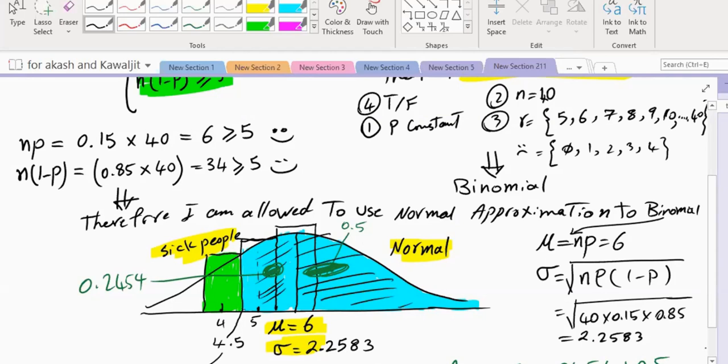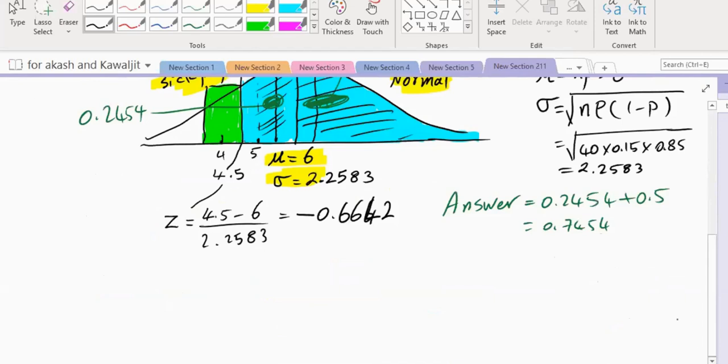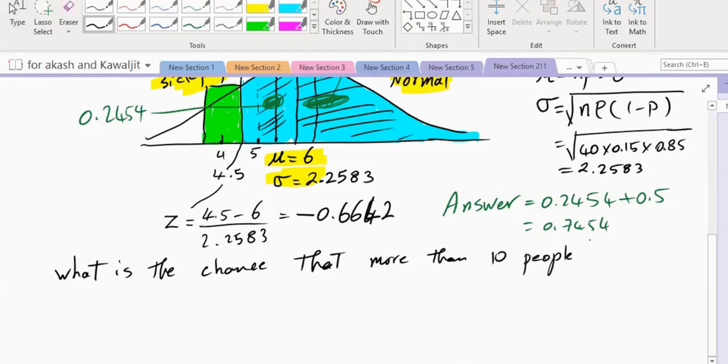Notice that I never ask you to memorize any rule. Everything is absolutely obvious, and the more that we practice, the more you will see that. Same scenario, there is a hospital, and there are 40 patients and so forth. Now I ask you, what is the chance that more than 10 people in the waiting room are sick?